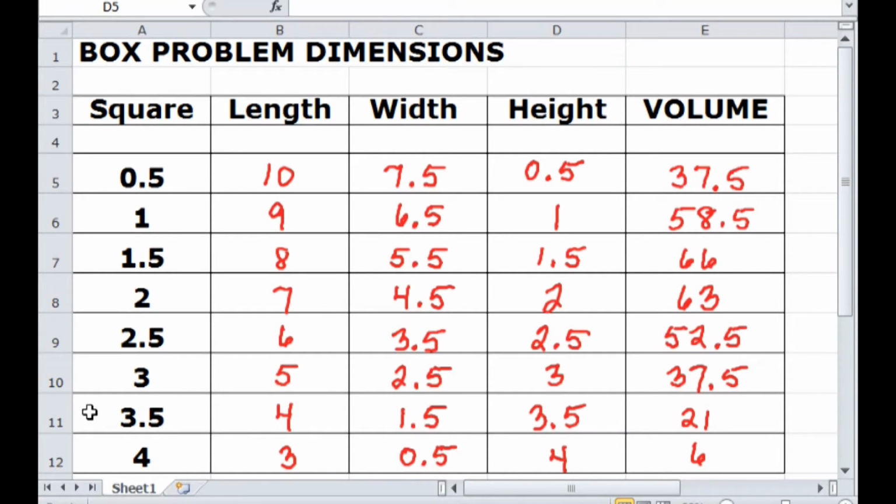The height of the box always comes from the size of the square that you cut out. And then based upon that, you can easily calculate the length and the width. Of course, then volume is length times width times height.